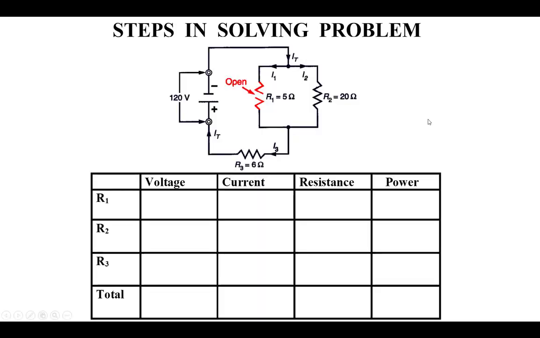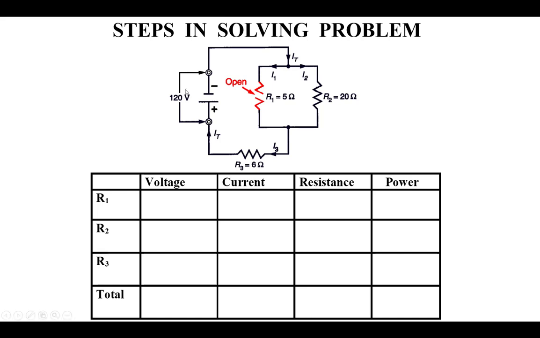All right, here we have something a little bit different. We're looking now at failures. This is a circuit failure. In this particular case, I have an open circuit in R1. How does that affect the rest of the circuit's operation?